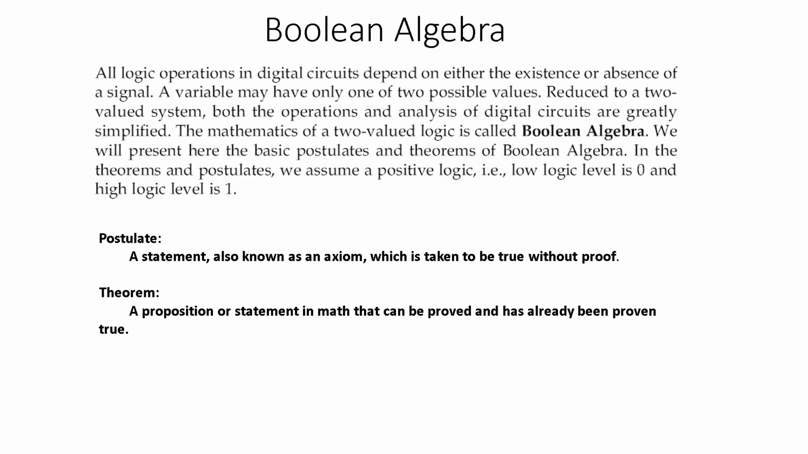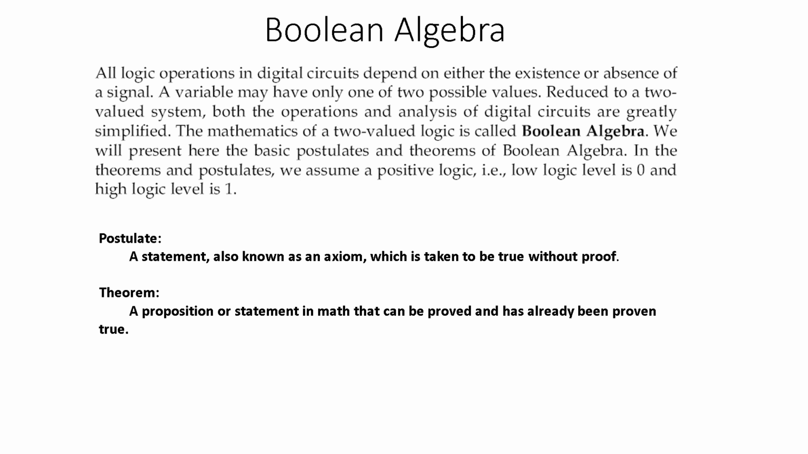Moving on, we have Boolean algebra. All logic operations in digital circuits depend on either the existence or absence of a signal. A variable may have only one of two possible values. Reduced to a two-valued system, both the operations and analysis of digital circuits are greatly simplified. The mathematics of two-valued logic is called Boolean algebra.